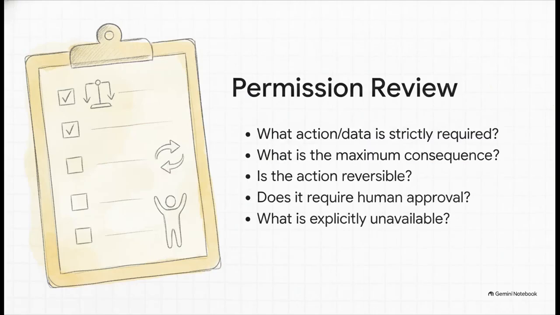To fight this permission creep, you really need to implement what we call a practical permission review. Before you register any new tool for an agent, literally run through this checklist. What exact action and data are strictly required? Nothing more. What is the absolute maximum consequence if the model uses this tool maliciously or incorrectly? Is the action reversible, like drafting an email? Or is it totally irreversible, like dropping a database table? Does it require human approval? Who actually owns it? What gets logged? And crucially, what is explicitly made unavailable to this tool? You have to maintain absolute predictability at the registration layer.